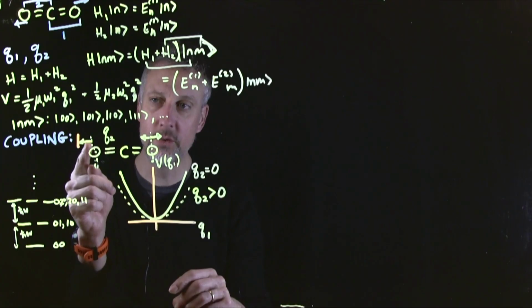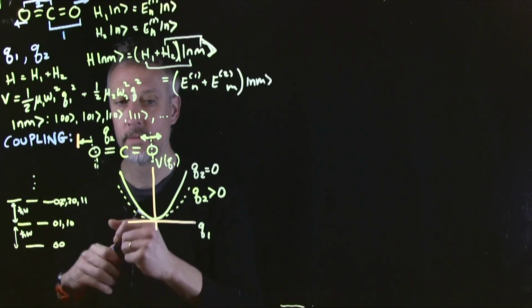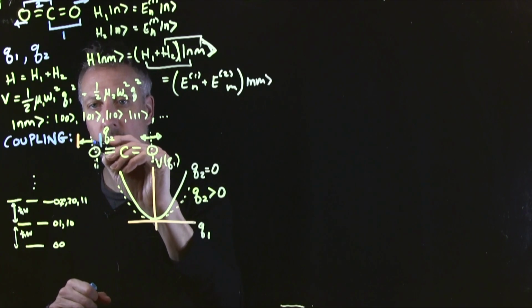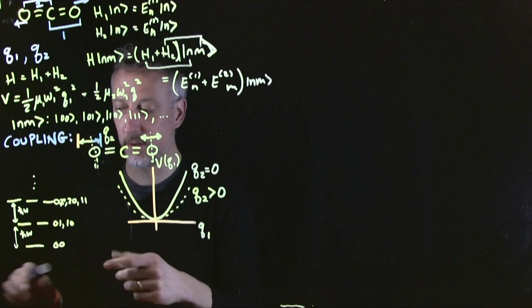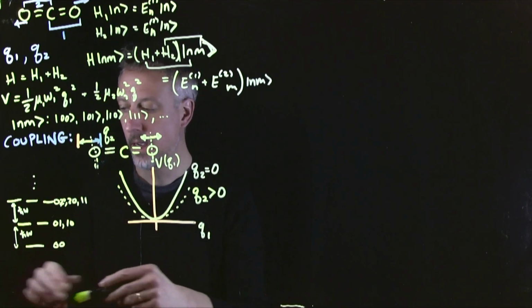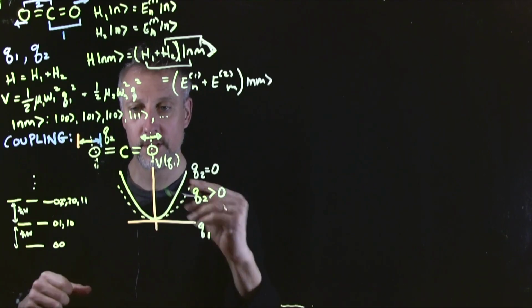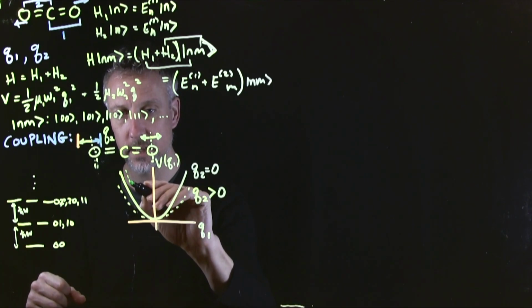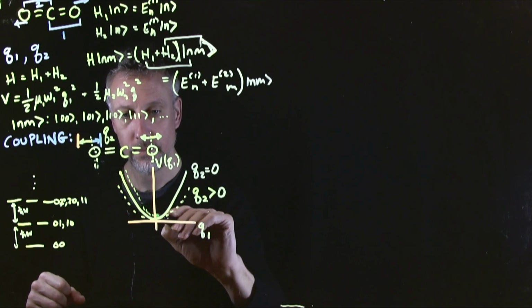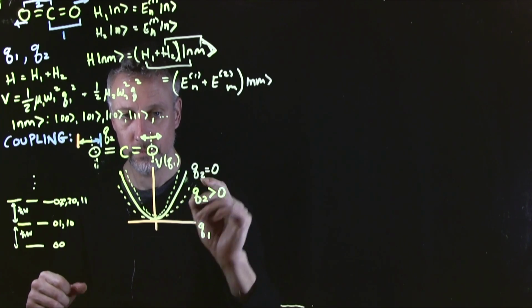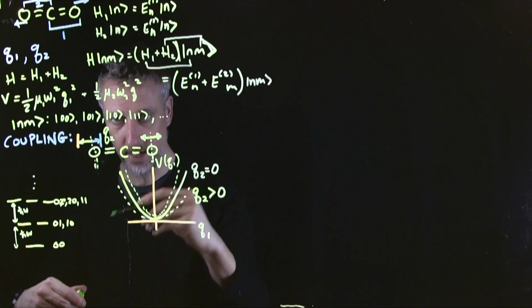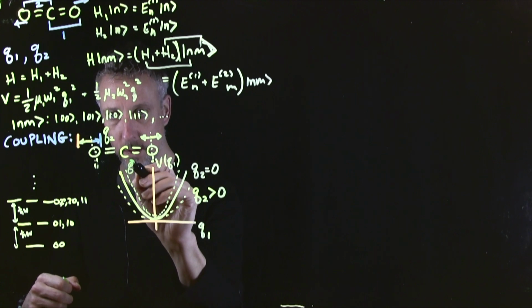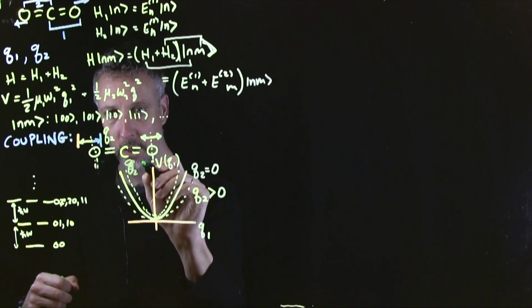Now I can imagine also pushing it in a little bit. I do it again. So now Q2 is less than 0. And maybe I'll get yet another curve that might look something like this. Right? And I have to write Q2 less than 0.